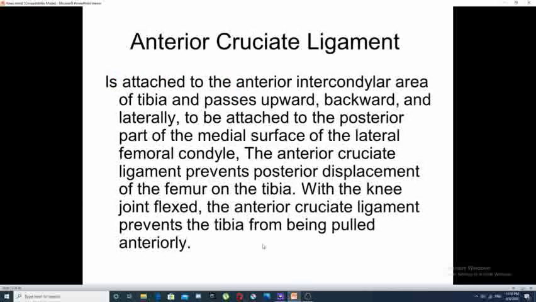First, the anterior cruciate ligament is attached to the anterior intercondylar area of the tibia and passes up, back, and laterally to attach to the posterior part of the medial surface of the lateral femoral condyle. The anterior cruciate ligament prevents the posterior displacement of the femur on the tibia.